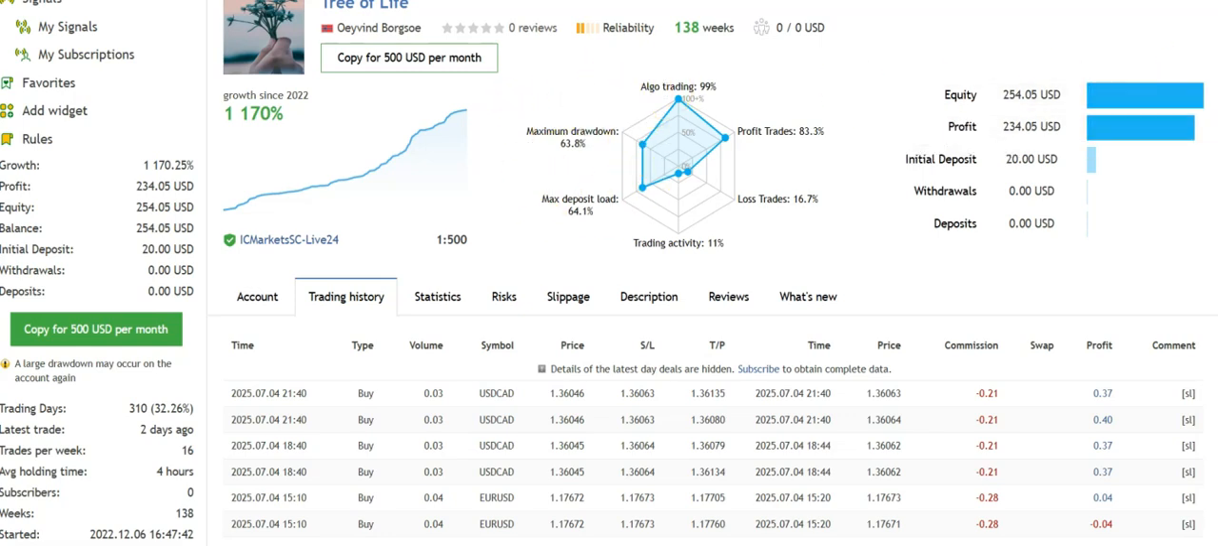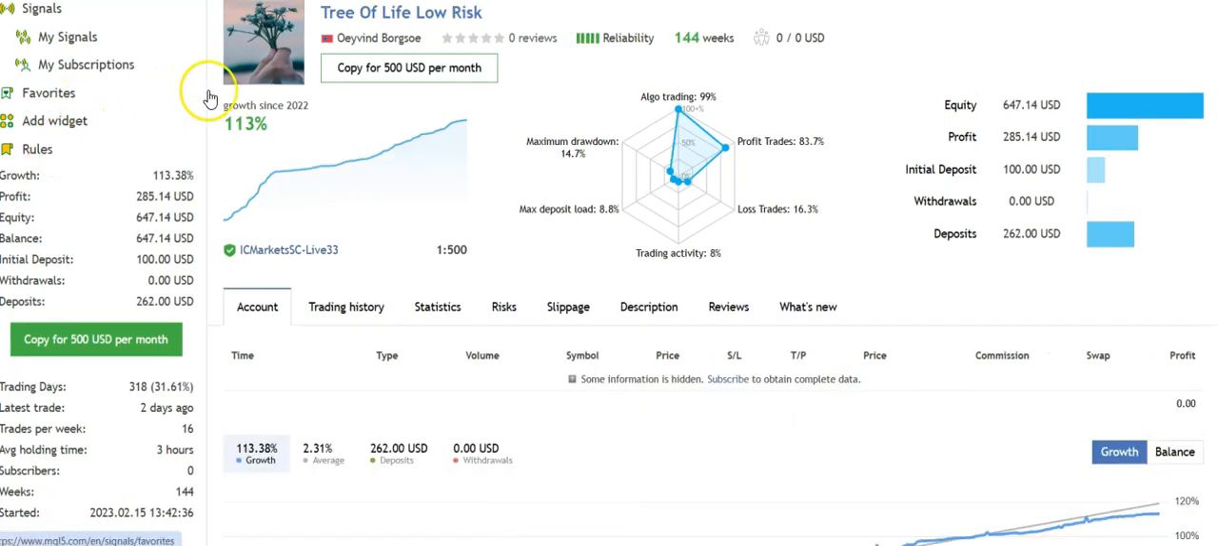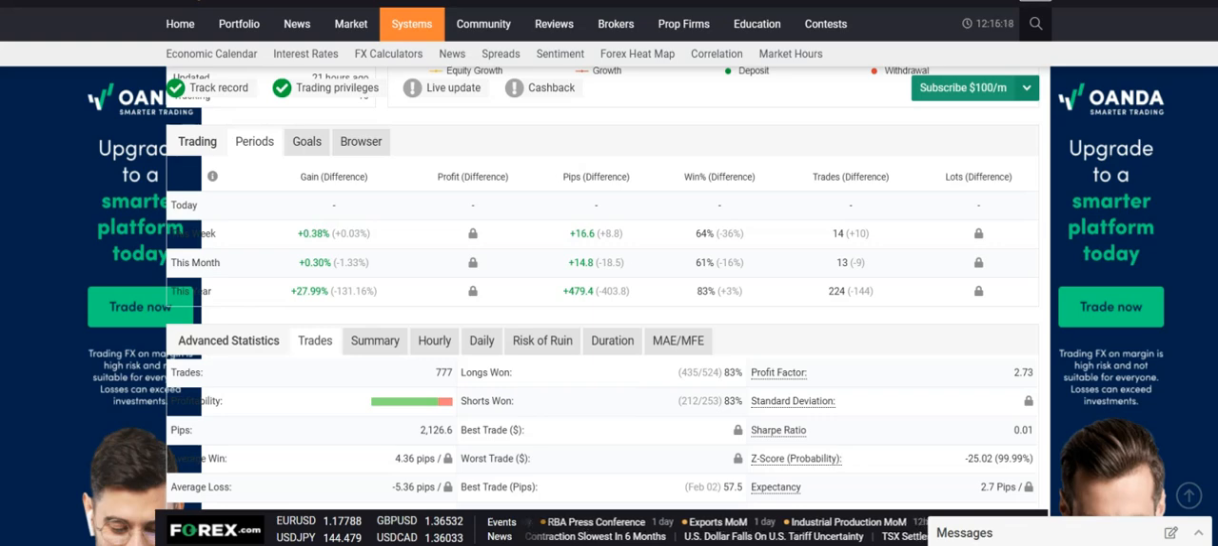So we're going with the high risk, of course, and look at what they did, man. They just did it with as little as $20, and they're trading two pair. They're trading the US CAD and the Euro dollar. I don't know if they both started off like that, but it's a very conservative EA on how it takes its trades. Now they do have an option for you to go with the low risk. There's no way I'm going to go this low risk with only $100. And since 2022, 113% growth on it.